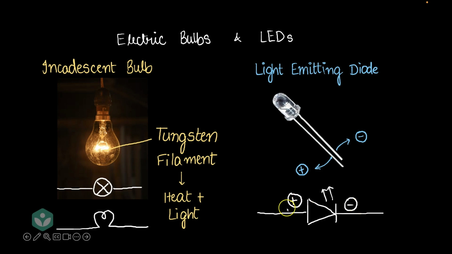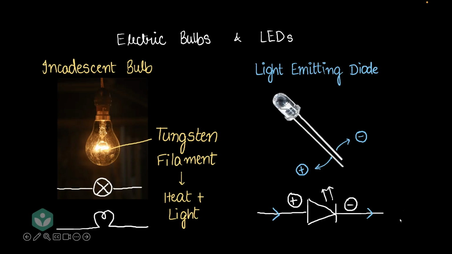What happens if you connect it the other way? What does it mean to have a positive and negative side? Well, this means that the positive side is connected to the positive end of the battery and the negative side is connected to the negative end of the battery. And that means current should flow only in this direction.